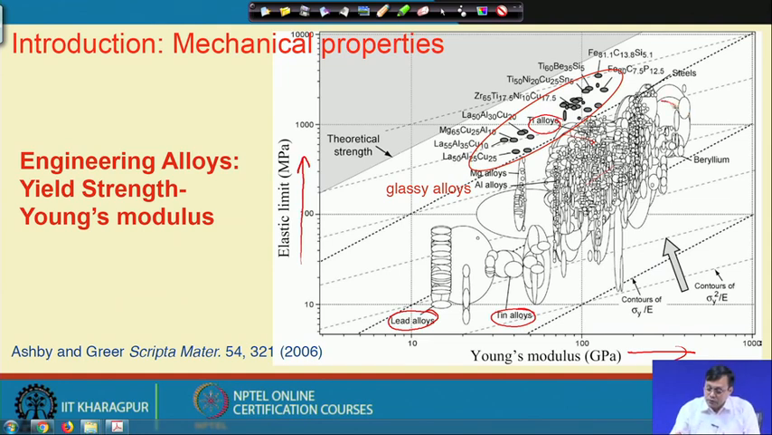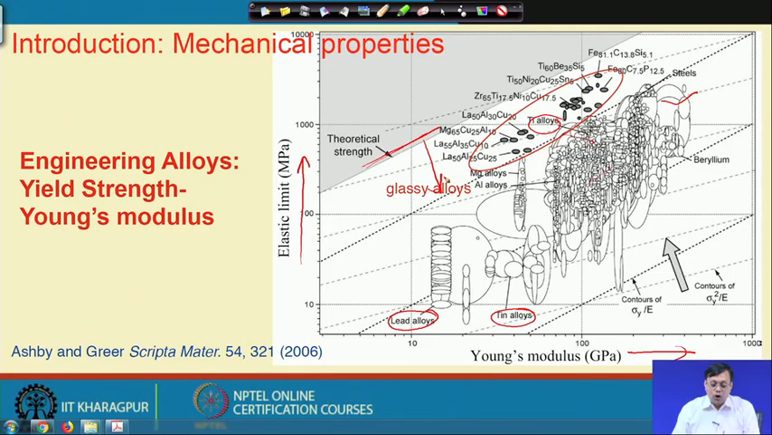So, here steel is almost dominating, even though the theoretical limit is lying here. The theoretical strength means basically a crystal without any dislocation or any defect, the material shows some strength, and that is the theoretical strength, which is extremely high. But that strength basically decreases a lot because of the presence of defects like dislocations. Dislocation is one of the defects.